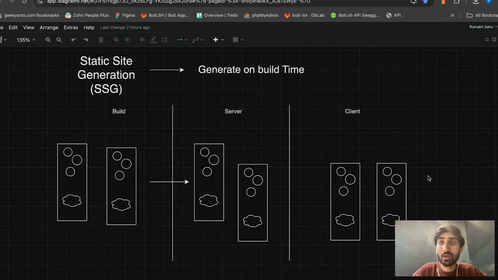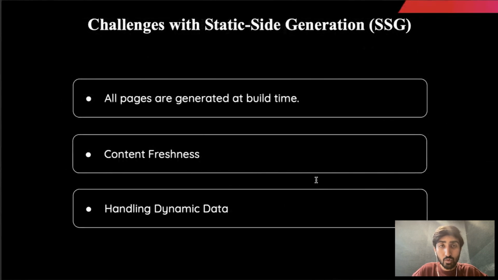What's the problem? All the pages are built at build time, so we do not get dynamic data. If we refetch data, we'll still get stale data only. Next up, we have a content freshness problem: there's a possibility that we are getting the previous data, not the latest one.